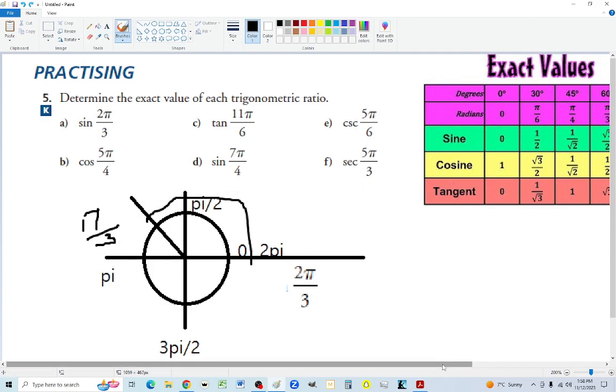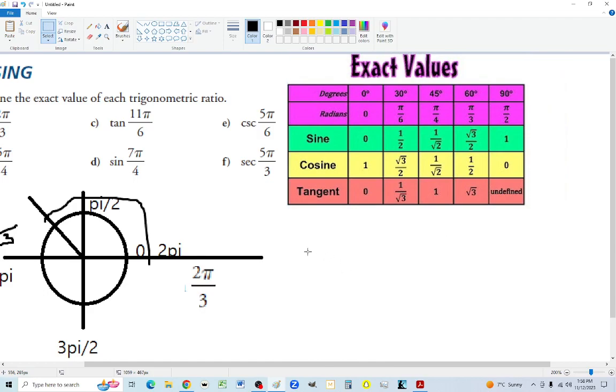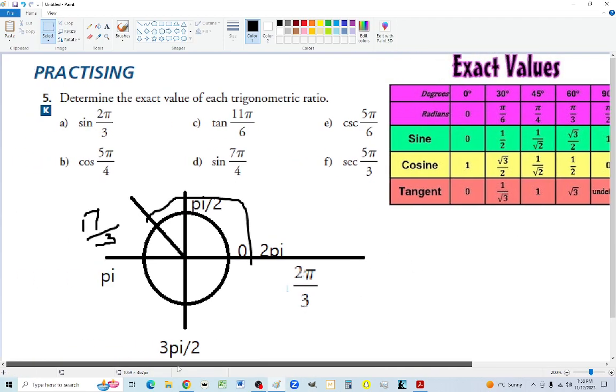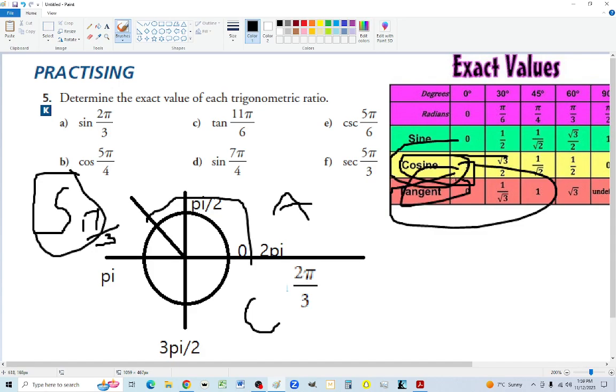So that means I have to find pi over 3 over here. Pi over 3 is right here, which is the same as 60 degrees. And you also have to realize that this is in CAST. Only S is going to be positive. Everything else will be negative. So the exact values will be negative for cosine and tangent and secant and cotangent.